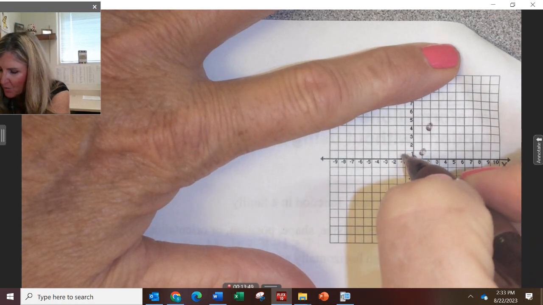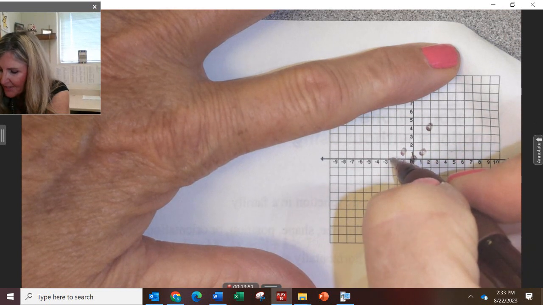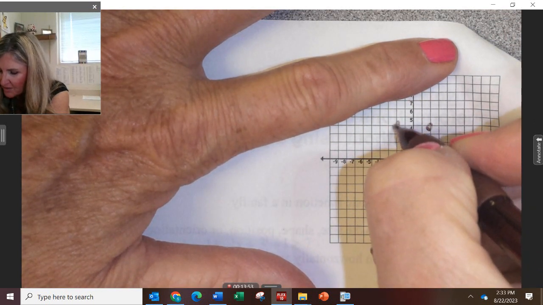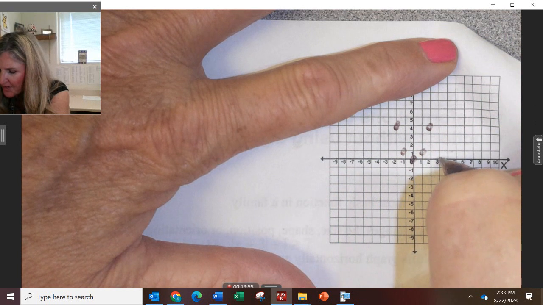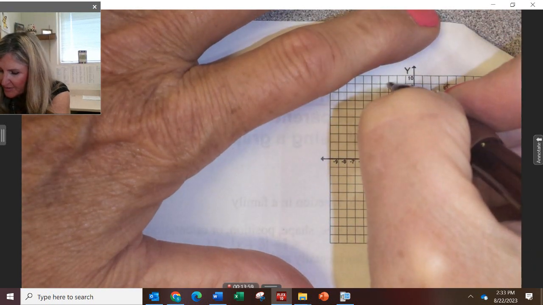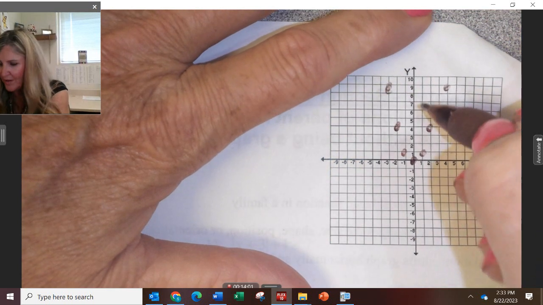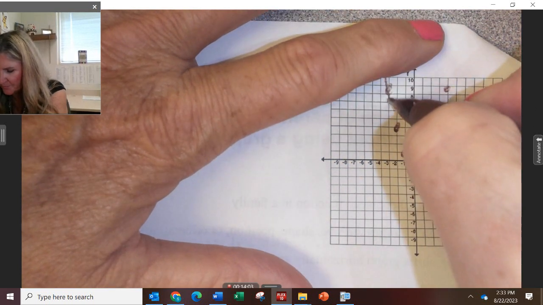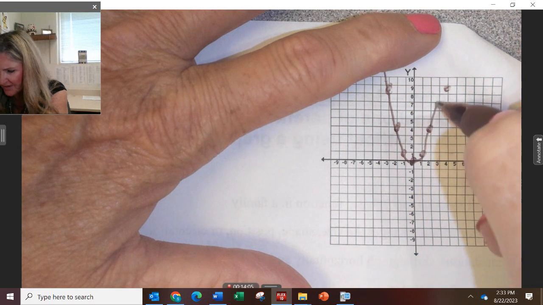I'd go the other way 1, 1 squared is 1. -2 squared is 4. If I went out 3, 3 squared is 9. That's the quick way to graph it. There's the parent function.